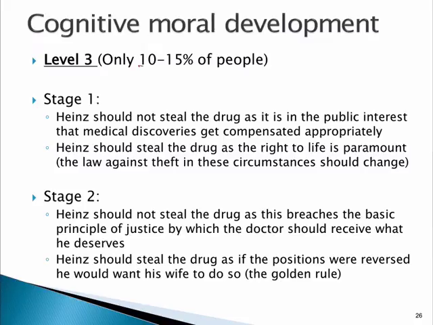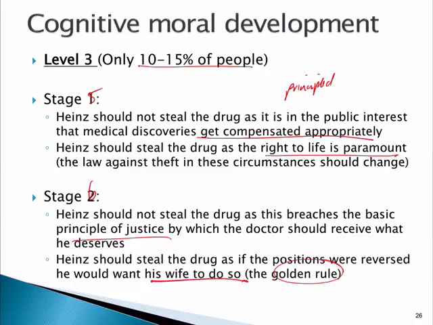Finally, when we get to level 3, where 10 to 15% of people are doing it, he should not do it because of the principle involved, right? We should fund drug discoveries, or he should steal it because the right to life is paramount. Both of these are a principled argument. Finally, in level 3, which is stage 6 in our diagram, we see Heinz should not steal the drug as it breaches the basic principle of justice, or he should because he would want his wife to do so, the golden rule, or even a bit of Rawls' view of justice.